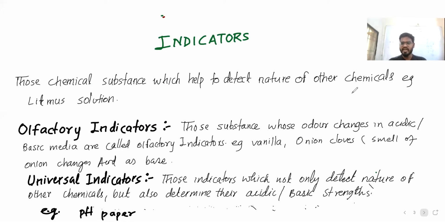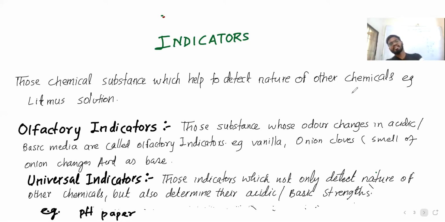Examples are vanilla, onion, cloves. The smell of onion changes on introducing acid as well as base. Now universal indicator, right? Those indicators which not only detect the nature of other chemicals, but determine their acidic and basic strength. Universal indicators are those indicators.